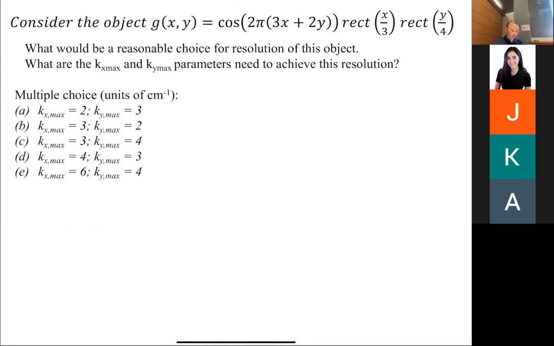All right. Okay, so let's look at this question here. So here, I think it's the same object, right? So now, what would be a reasonable choice for the resolution of this object, and what kx max and ky max parameters would you end up with if you pick that resolution? So this one's a little more challenging, but I'm sure you guys can do it. Okay. So I'll give you a few minutes to think about that, and I do encourage you, if you have someone you can chat with, to do so. Otherwise, we'll just come back in a couple minutes.